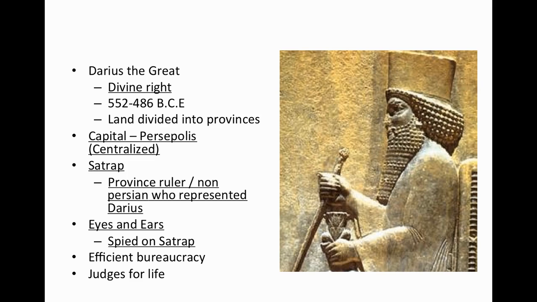You're also going to have tribute. Local people are going to pay tribute. Overall, the Persian bureaucracy was very efficient. They even had judges for life. So it is definitely a great example of a highly centralized government that expanded its empire militarily and did allow for local rule, or at least a hands-off policy. But obviously, those satraps did govern and report back to the king.